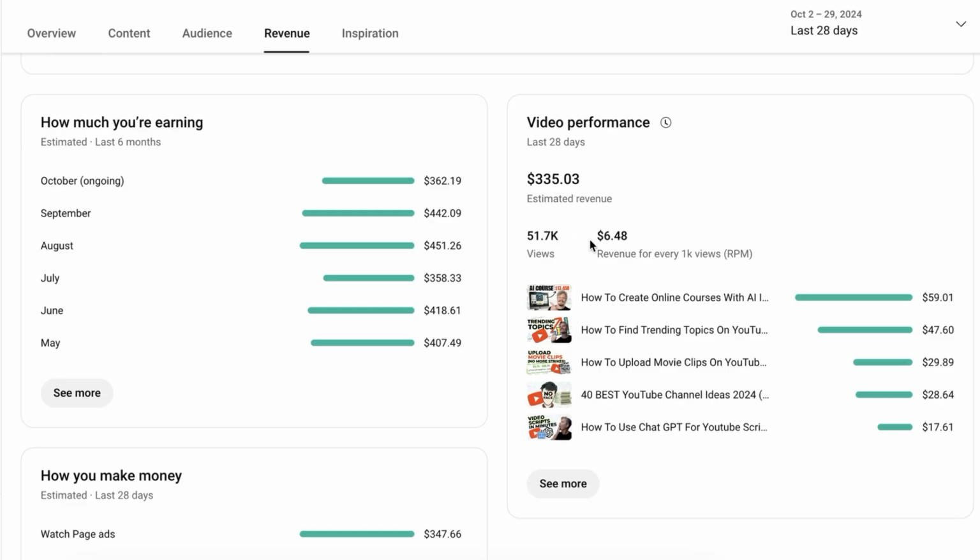So the real figure that you want to be looking at is your RPM, which is revenue per mil. The amount that your channel earns is dependent on how much advertisers are willing to pay to advertise on your content and in your niche. But you can actually change it. So here are my best and pretty much the only ways that you can increase your CPM.